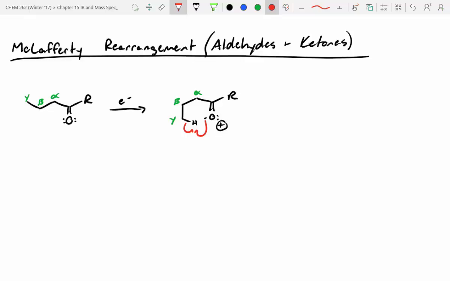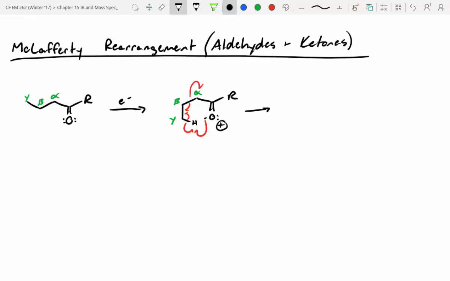The other electron from the gamma position is going to get dumped down into the beta gamma position. And then last but not least, we're going to break this alpha beta bond, and the alpha position is going to get a radical. I'll be honest, this is a pretty complicated mechanism, and I won't test you on it, but you may see it on some homework problems or on some Sapling problems, so I wanted to show you the overall mechanism.